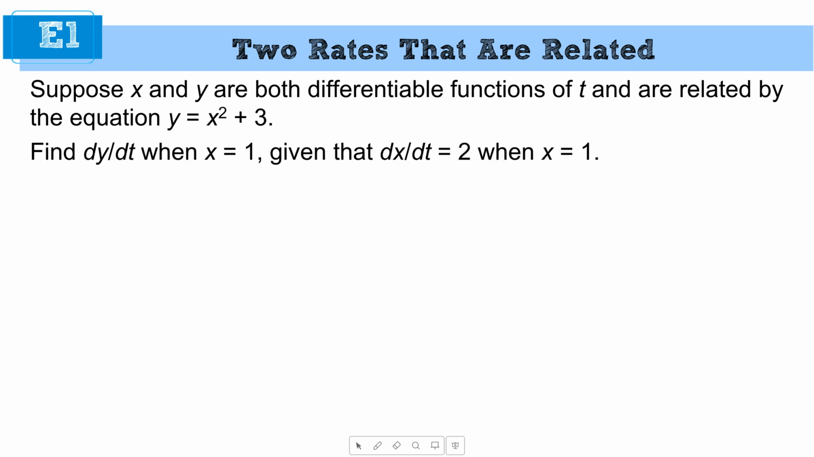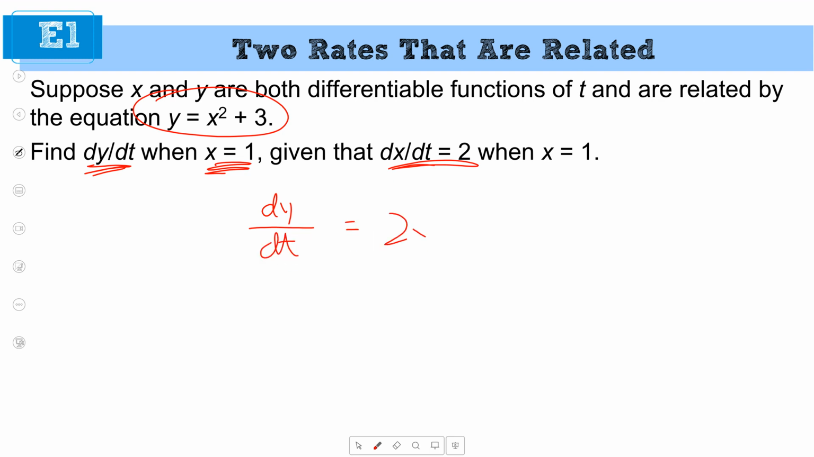So we're going to take the derivative, given some information. You'll notice I know that I'm looking for dy/dt when x equals 1, and dx/dt equals 2. So I'm just going to start with this equation and take the derivative. The derivative of y is 1 dy/dt. We did this already: 2x dx/dt. And then the derivative of 3 is 0, so it disappears.